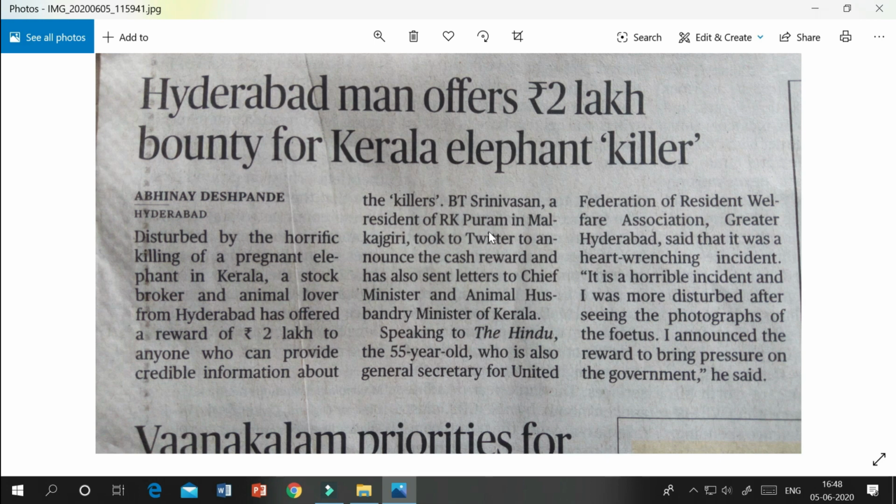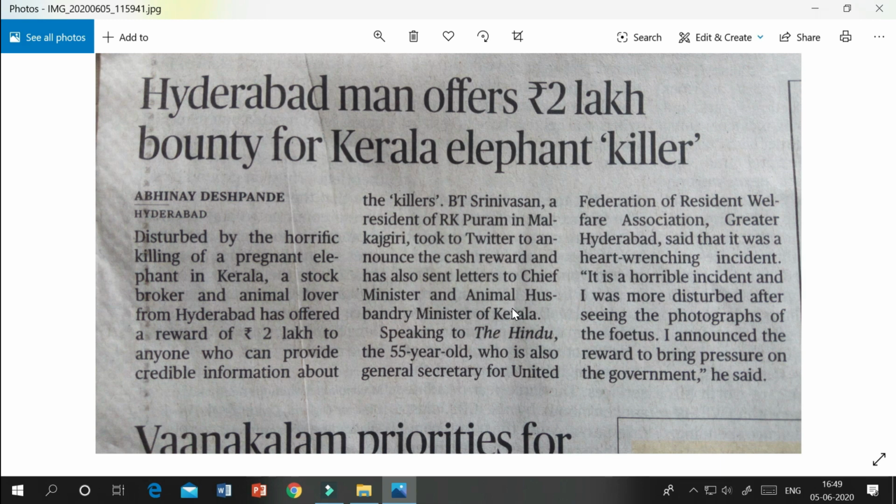The meaning: the name of this person is B.T. Srinivasan, the person who announced the rupees 2 lakh reward. His name is B.T. Srinivasan and he is a resident of R.K. Puram, which is in Malkajgiri, and Malkajgiri is in Hyderabad. And this person wrote in his Twitter account, and there he announced the cash reward, and this person has also sent letters to the Chief Minister of Kerala and Animal Husbandry Minister of Kerala.